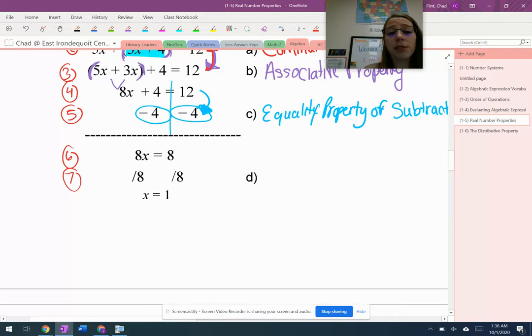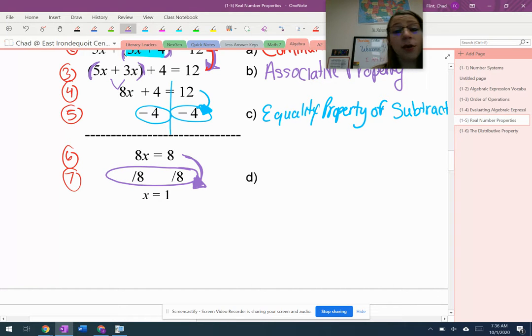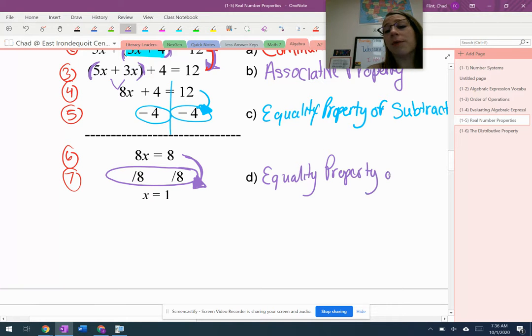You can see we've got some more spaces jumping from C to D. So the next one we're looking at is right down here, going from line 6 to line 7. Just like what was going on in line 5, we're taking this and dividing both sides by 8. So that is also an equality property because, again, we're doing it to both sides, keeping that balance. But instead of the equality property of subtraction, this would be the equality property of division because I'm dividing both sides by 8.